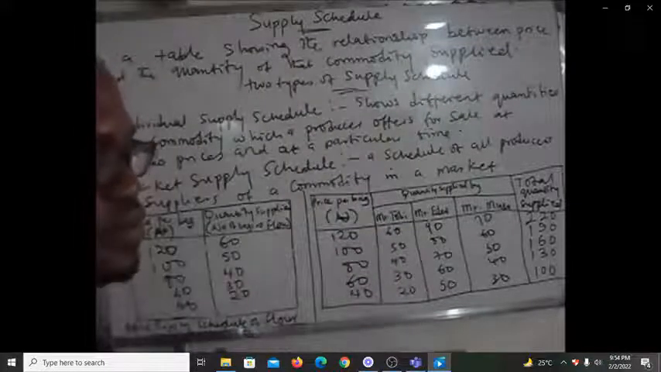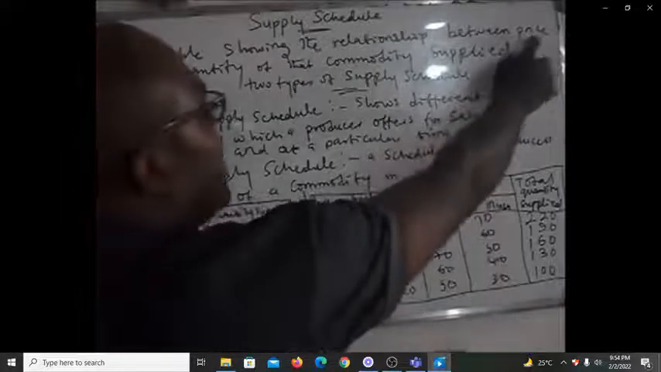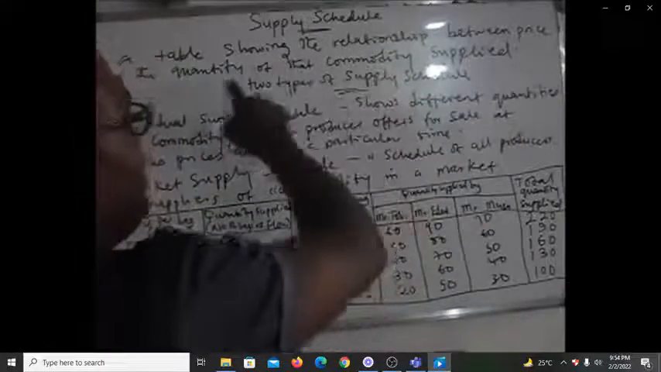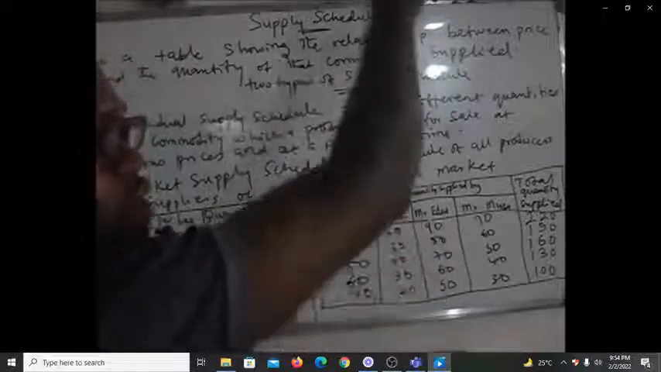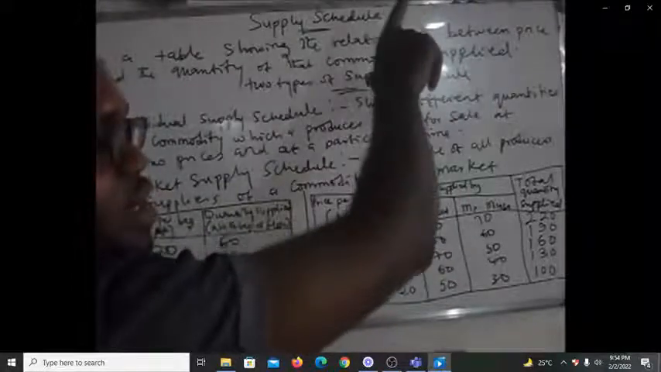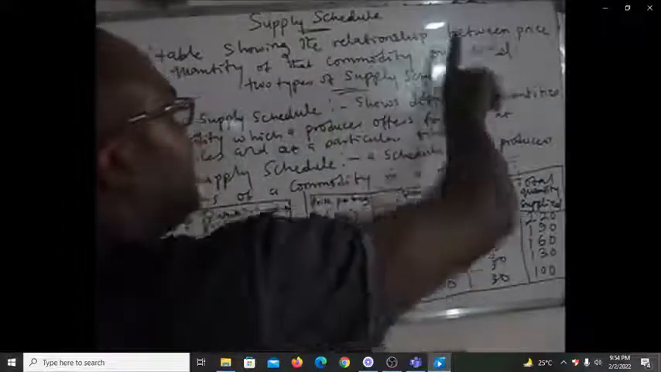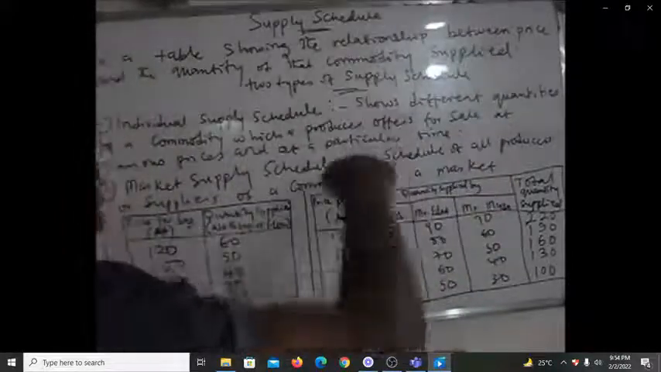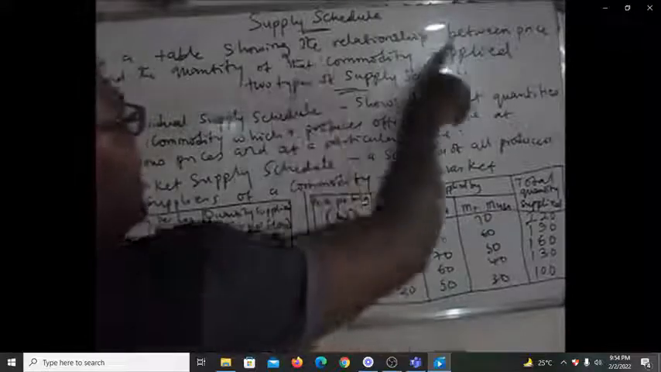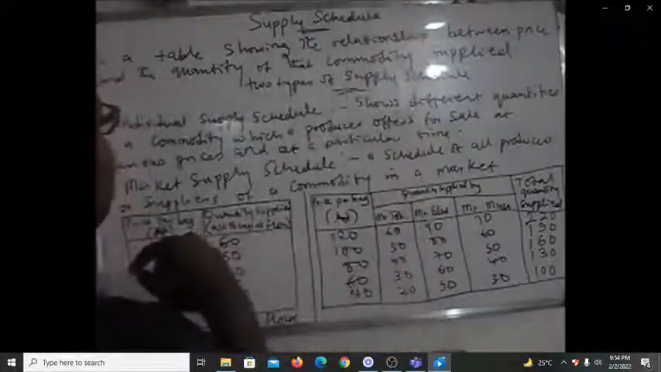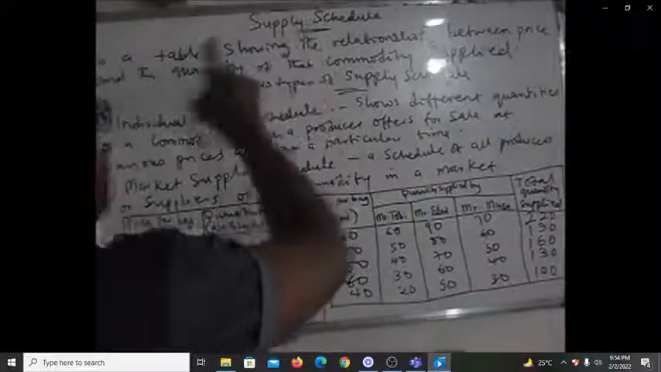And we say that as price increases, the quantity of the commodity supplied also increases, isn't it? Unlike in demand, where as the price increases the quantity demanded decreases. But in supply, as the price increases, the quantity supplied does what? Increases. So supply schedule is the table.